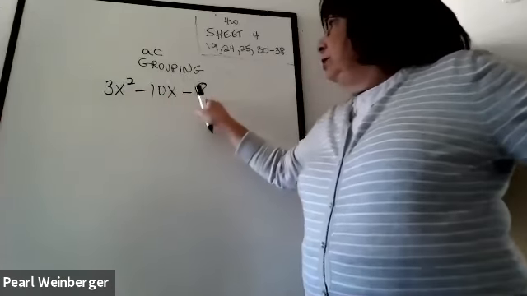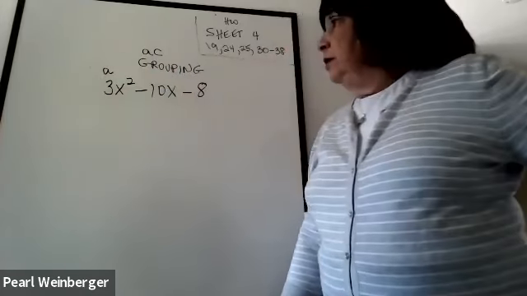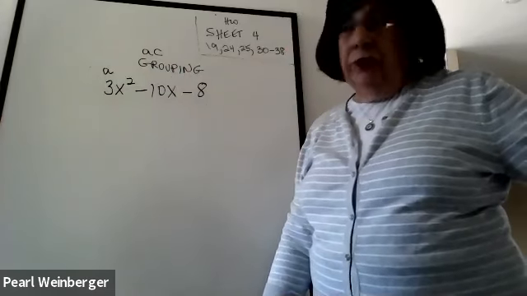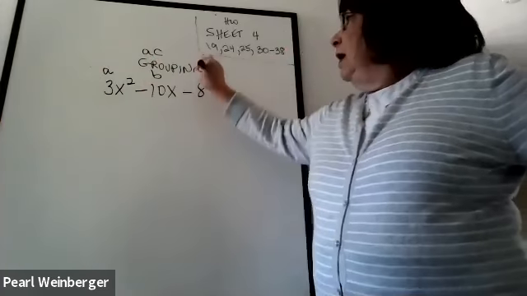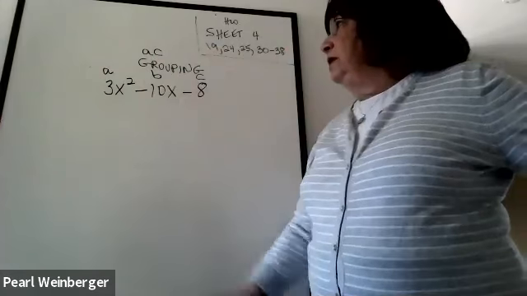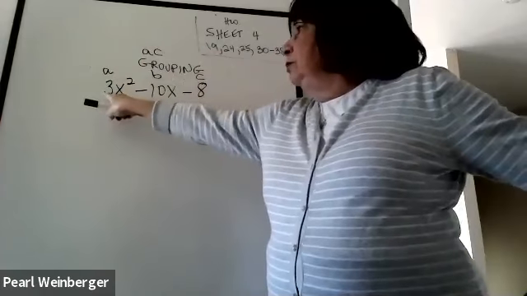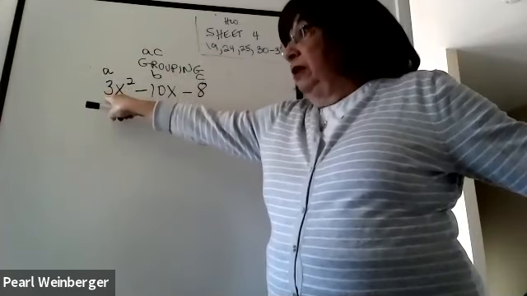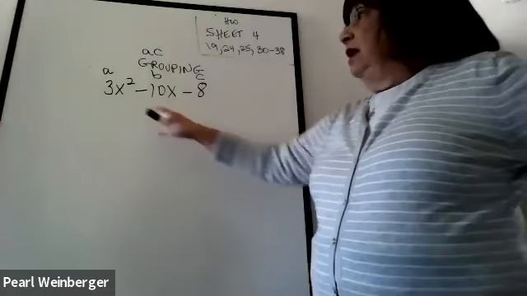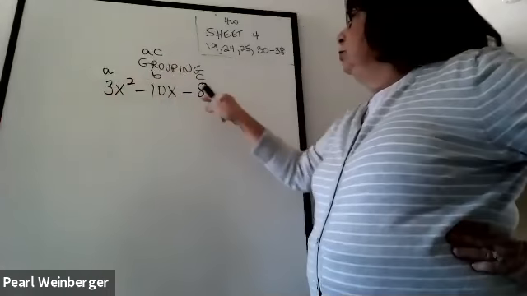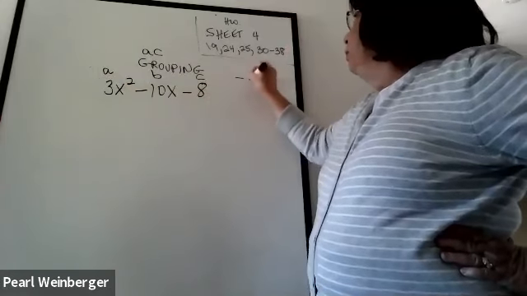In a standard trinomial, the coefficient of the first term, the x squared, is called the a. The coefficient of the x term is called the b. And the number that stands alone is called the c. That's why this is called the AC method, because it involves using the 3, the leading coefficient, and the negative 8, the last term. What do we do in this case? We multiply those two numbers together. We multiply the 3 and the negative 8, which gives me negative 24.